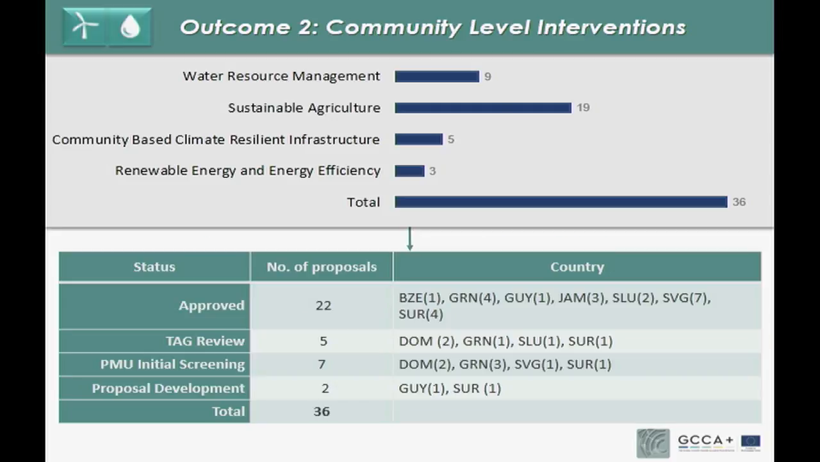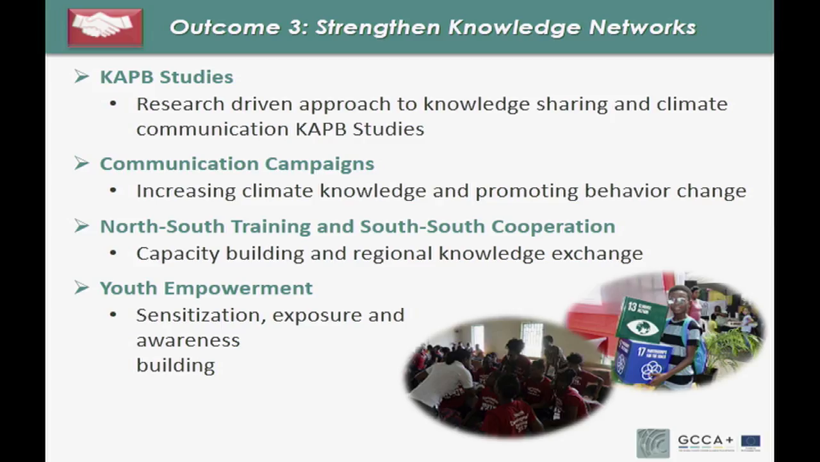Outcome 3, this is our knowledge section. So this would have started off with a series of knowledge, attitudes, and perceptions and behavior studies across the region. Based on the outcomes of those studies, communication campaigns would have been developed, and methods to promote behavior change, where we would have found that knowledge was high of particular climate challenges, but it didn't result in an immediate behavior change.